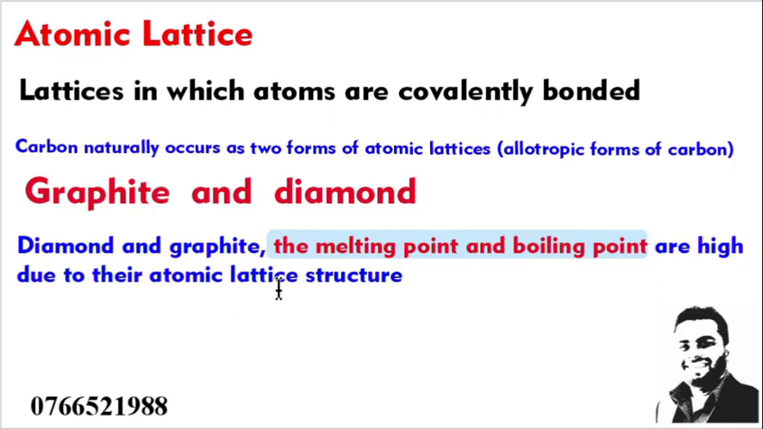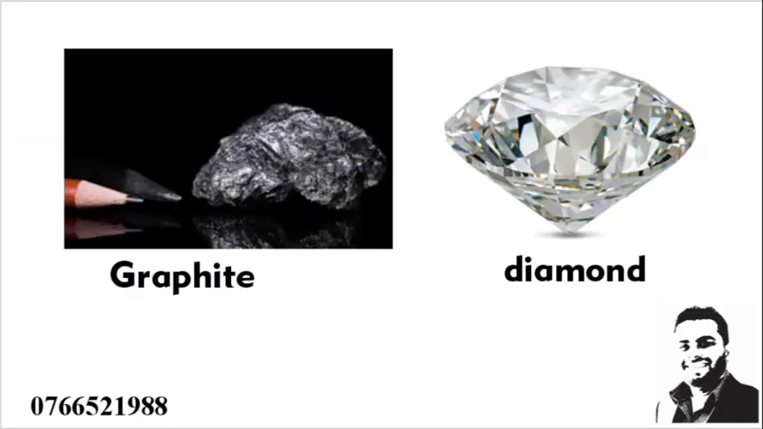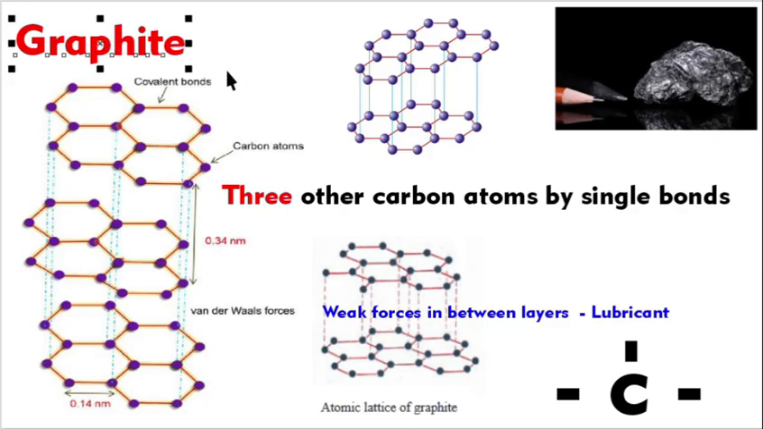Let's take a look at graphite. This is diamond, you know that. If you look at the structure of graphite, each dot is a carbon atom here. One carbon atom is combined with 3 carbons here. So this carbon is connected with 3 other carbons. Only 3 bonds with a single carbon.